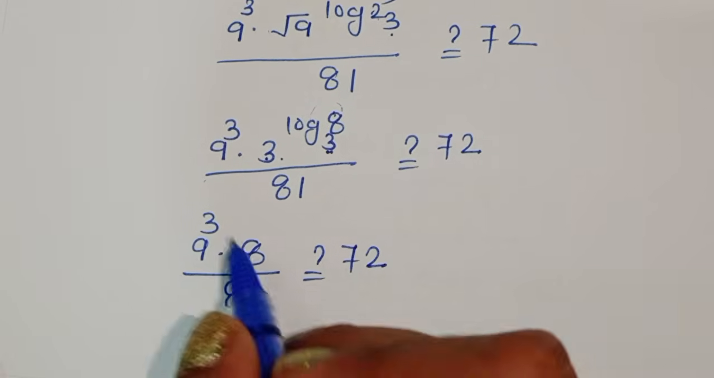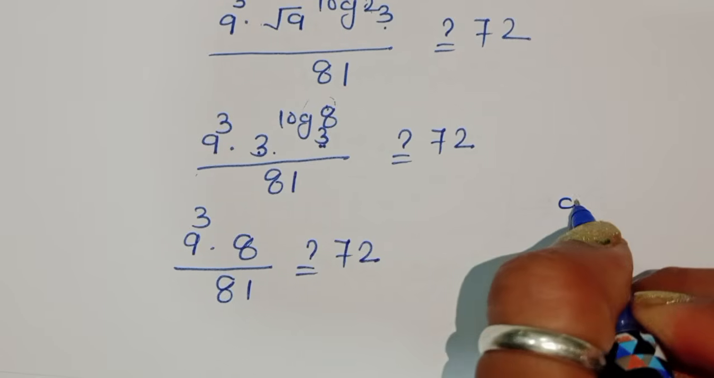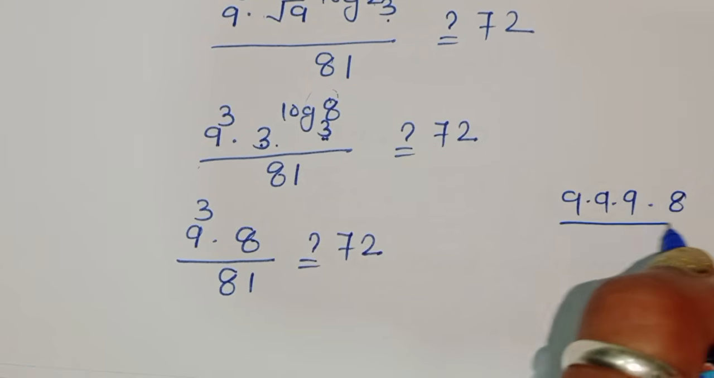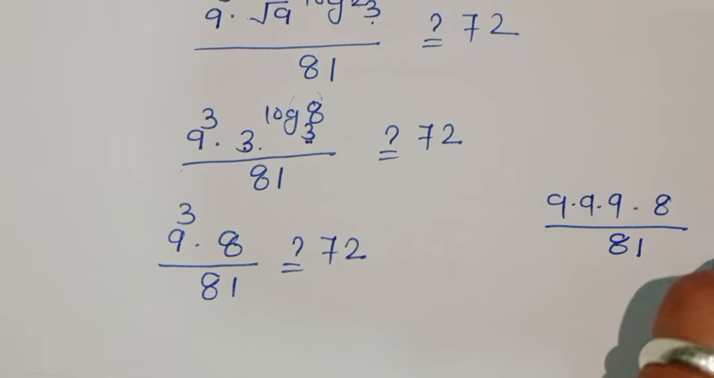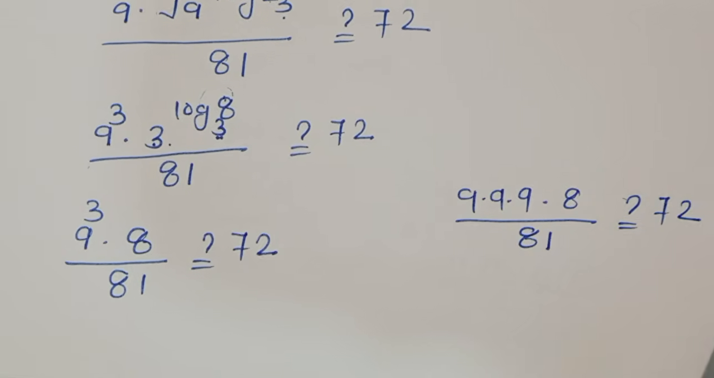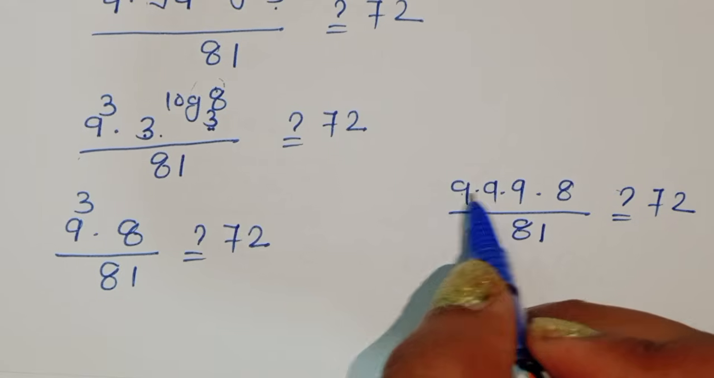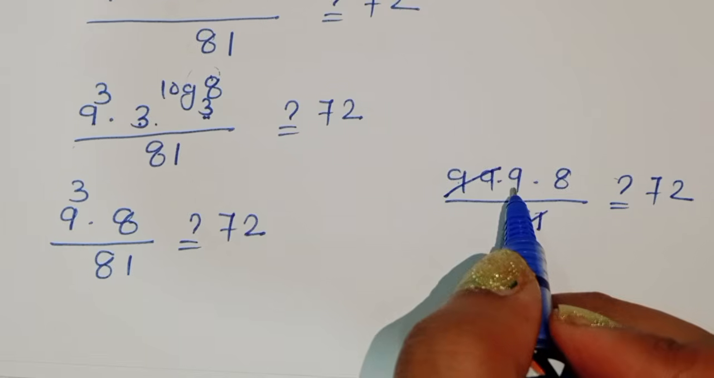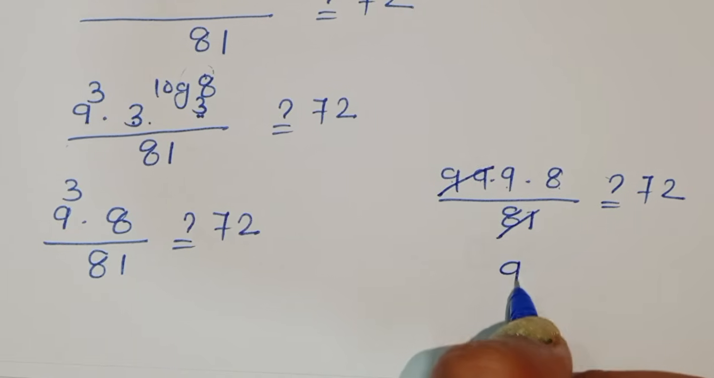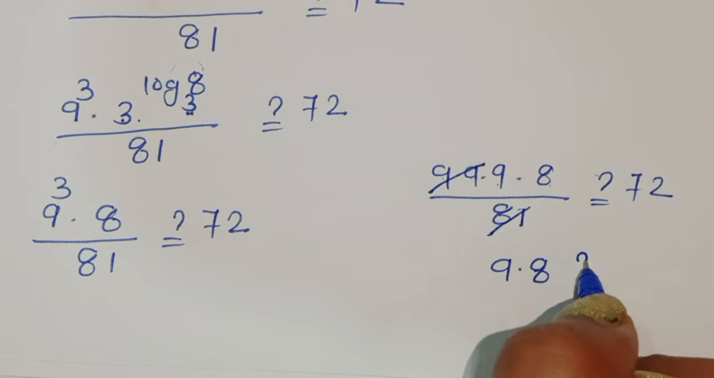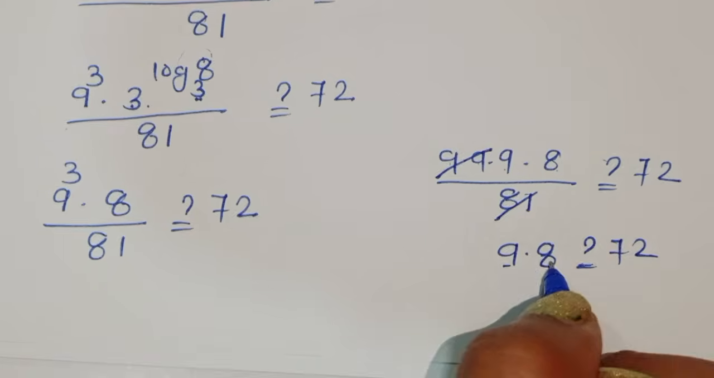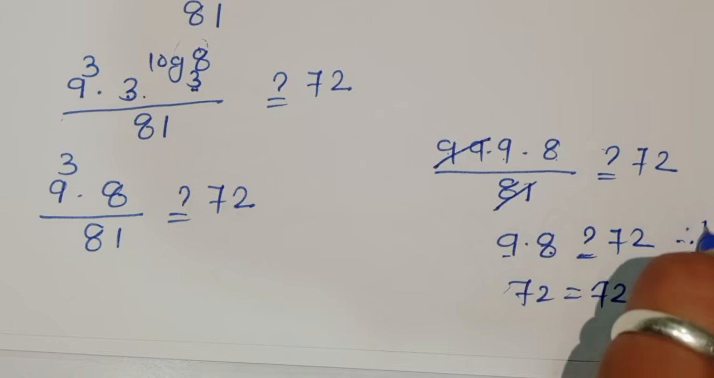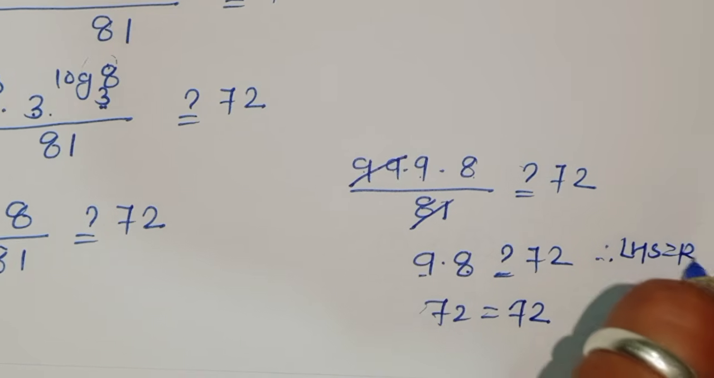Now this is the 9 power 3. So we can write this one as 9 times 9 times 9, and this is 8 divided by 81, question mark, 72. Now 9 9s are 81, so we can cancel this term from this term. So what is left is 9 times 8. So 9 times 8, question mark, 72. 9 8s are 72, equal to 72. So therefore we can say here LHS is equal to RHS.